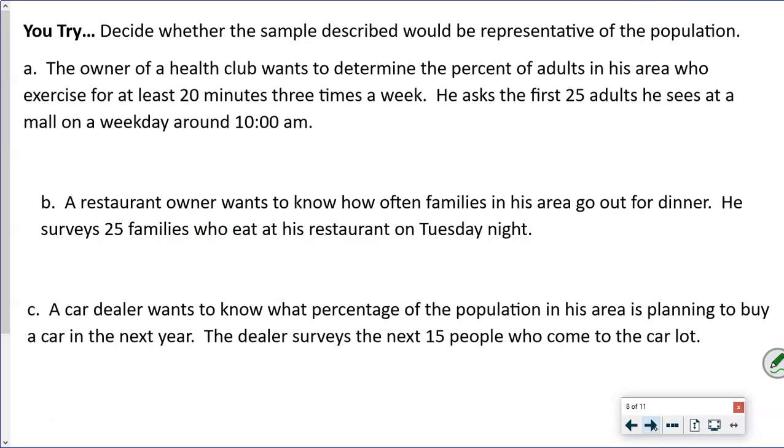All right, this You Try says, decide whether the sample description would be representative of the population. So again, you're going to tell me yes or no, and then why. Go ahead and pause this, do each of these, and then come back to me when you're done.